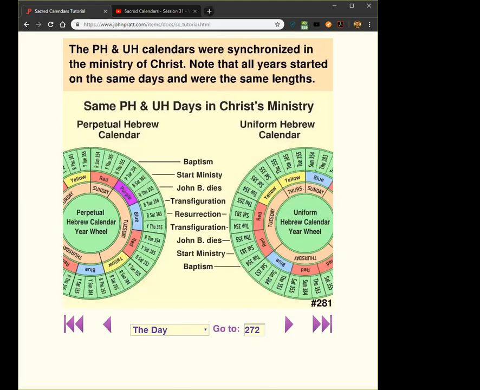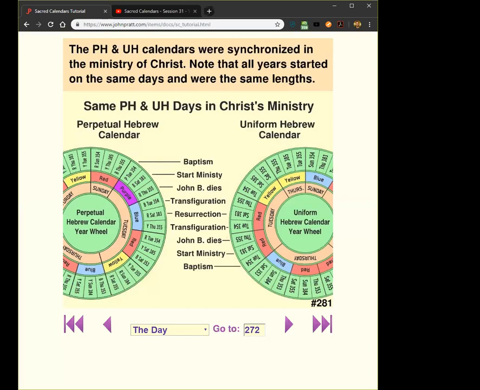This one we can almost skip. Again, it's kind of technical. I'll say it quickly. But during the whole ministry of Christ, the perpetual Hebrew and the uniform Hebrew were synchronized. And this is more like me being amazed, because the wheels are actually very different. And so I actually drew this picture out of how they were synchronized.